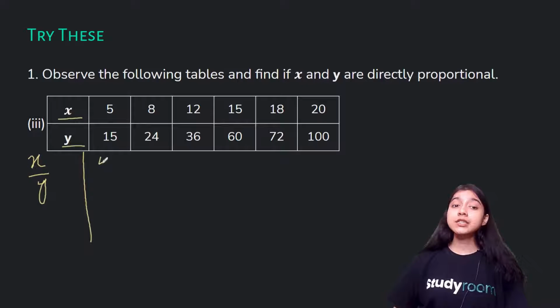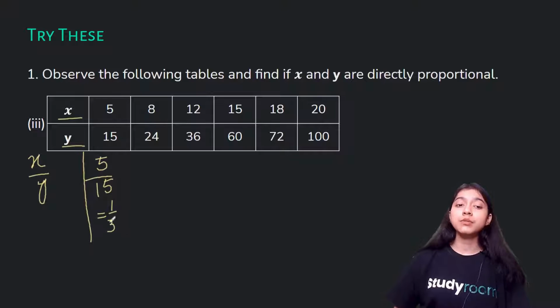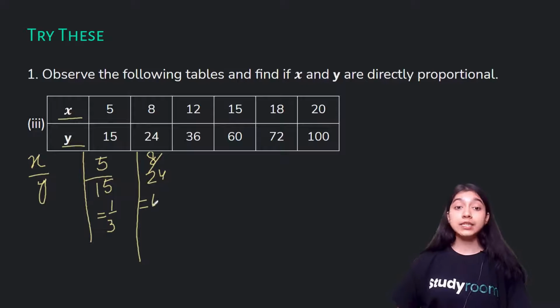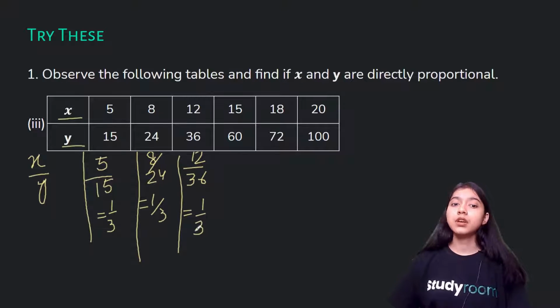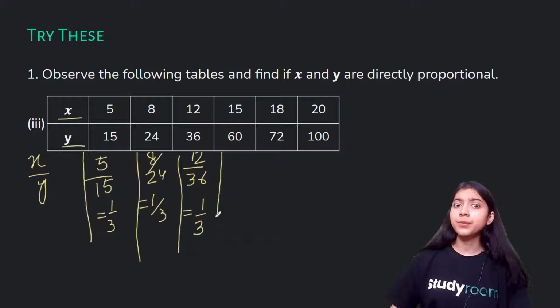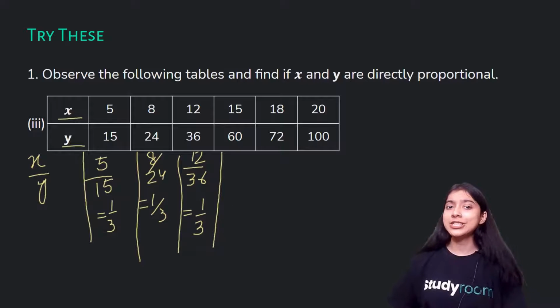So first we have 5 as the value of x and 15 as the value of y. So this gives us 1 by 3, because 3 times 5 is 15. Next up, we have 8 by 24. This gives us 1 by 3. Next up, we have 12 by 36. This again gives us 1 by 3. It's looking like it will be in direct proportion. Let's move forward and check.